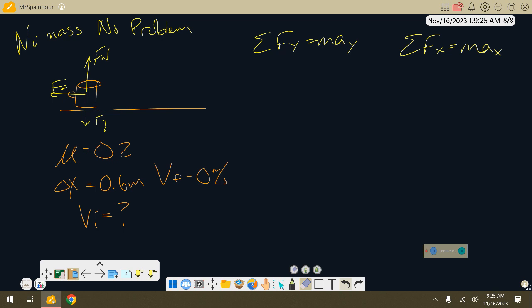All right, what are the sum of forces in the y? Plus Fn minus Fg. Is it accelerating in the y? No. That's 0. Force normal equals force gravity. Okay. What are the sum of forces in the x? Okay. And is it accelerating? Yes.